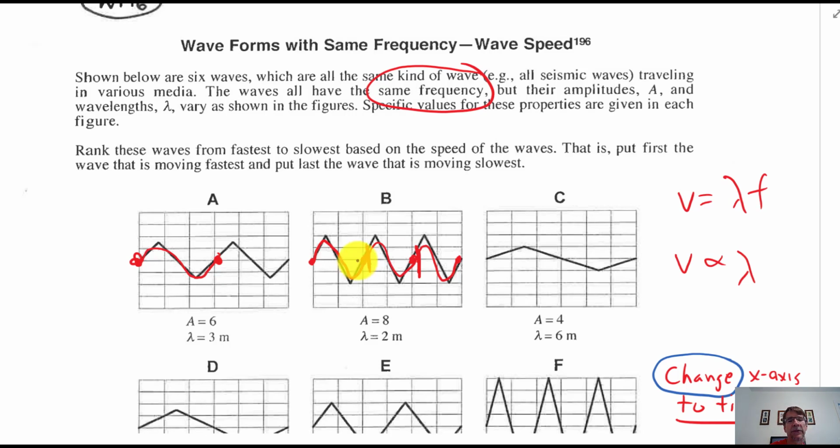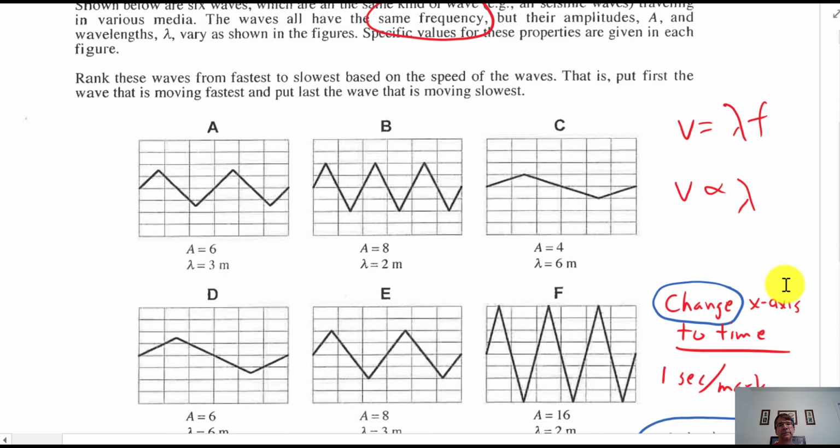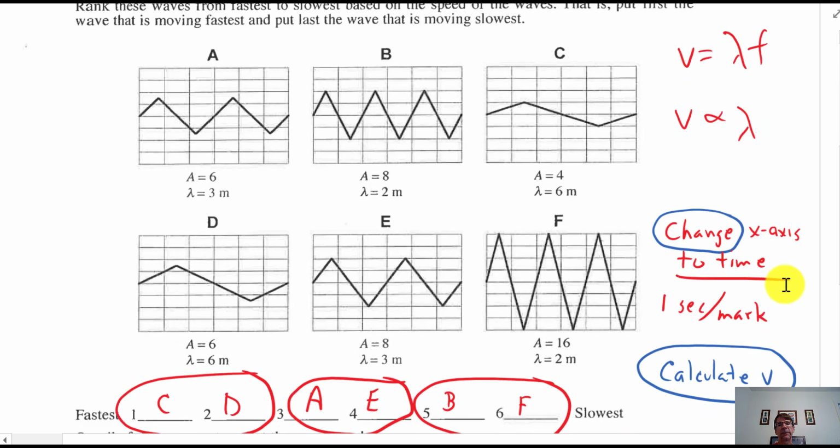I'm going to erase some of this. Okay, so if the frequency is the same for all these waves, then the velocity is directly proportional to the wavelength. So to rank these by wave speed, which is what they want you to do in this problem, you just rank them by wavelength. All right, the biggest wavelengths are going to have the biggest speed. So the ranking would be C and D tied. C would be equal to D. They have the biggest wave speed.